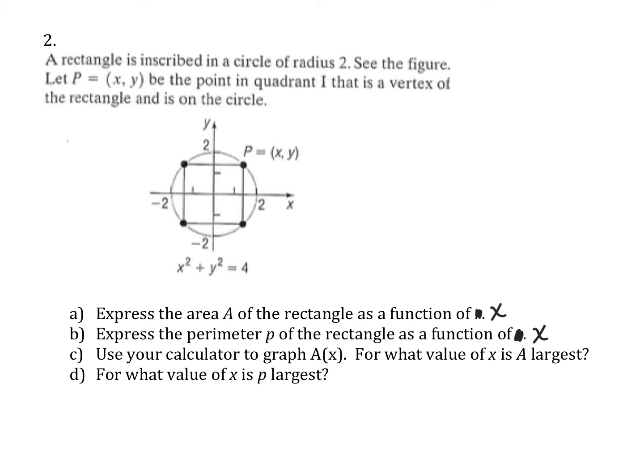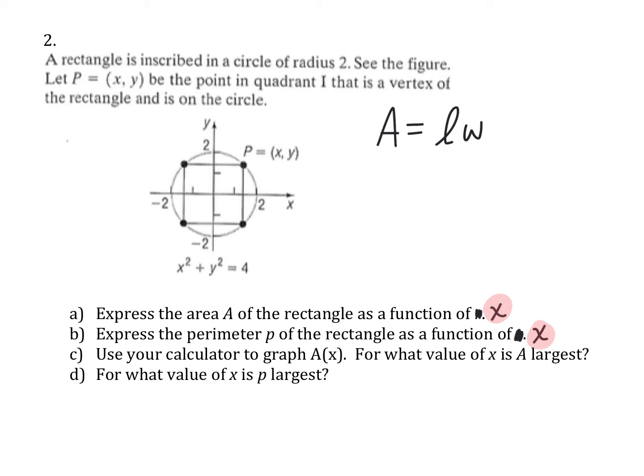The one thing I want to just point out, there is a slight typo. This should be a function of x for part A and B. So we know that the area of this rectangle will be a product. I know that the area of a rectangle is length times width. And what I'll need to do is find both of these quantities in terms of x and y.